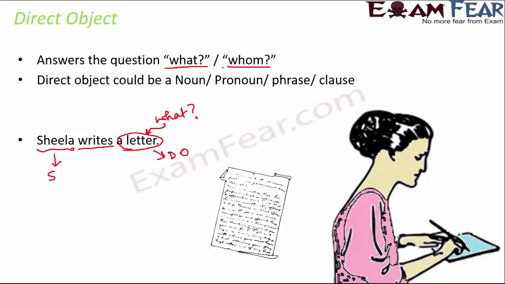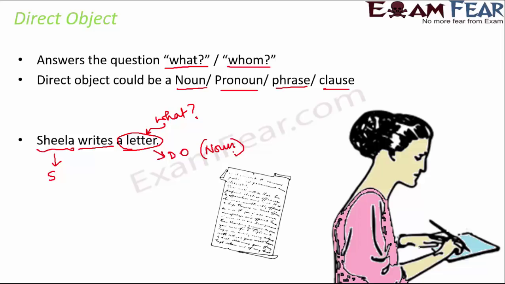Now, a direct object could be a noun, pronoun, phrase, or clause. For example, in this case, letter is a noun. Now, it is also possible that the direct object is a pronoun or a phrase or a clause. And I'm sure by now all of you know what is a phrase, what is a clause, right?